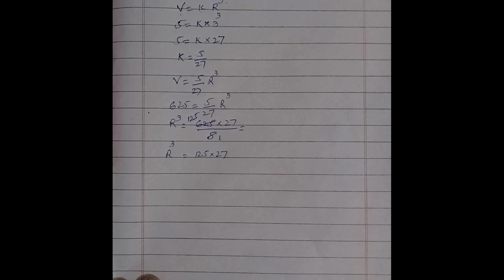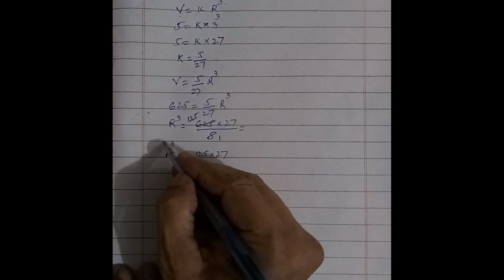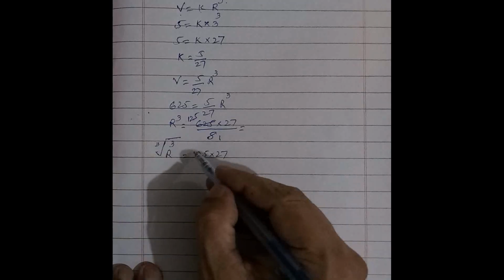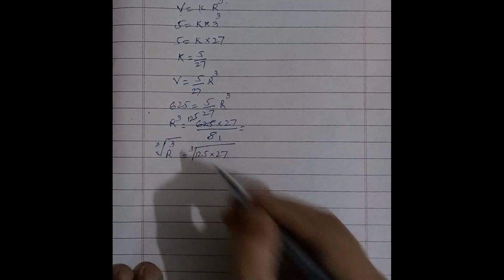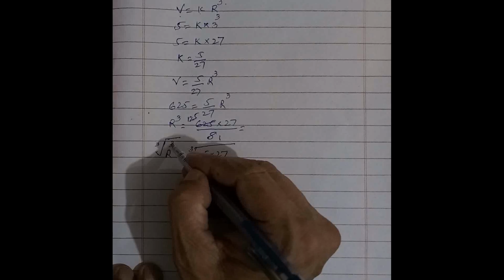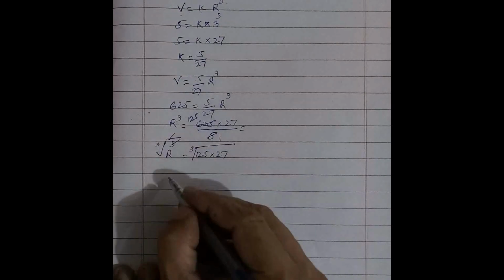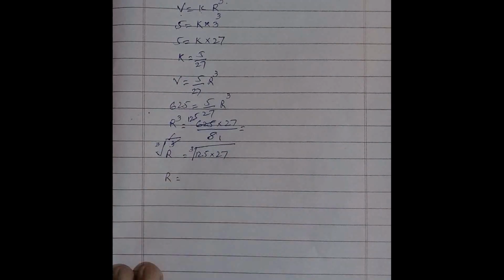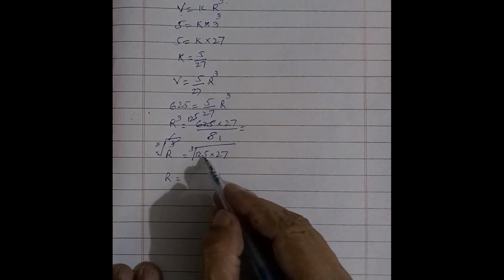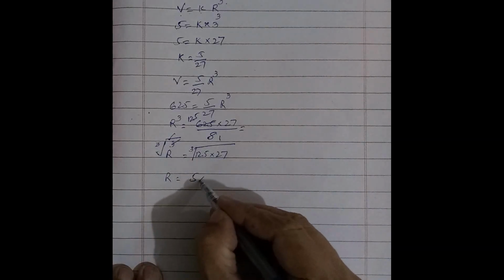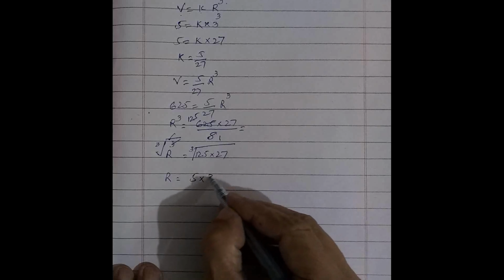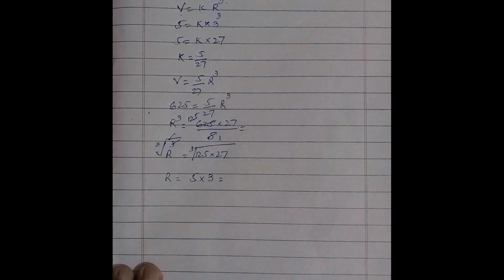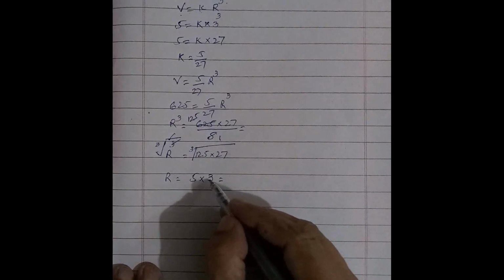Now we take the cube root of both sides to find the value of R. We know that cube and cube root cancel each other. R is equal to the cube root of 125, which is 5, and the cube root of 27, which is 3. And when we multiply these two values, 5 multiplied by 3 is equal to 15.